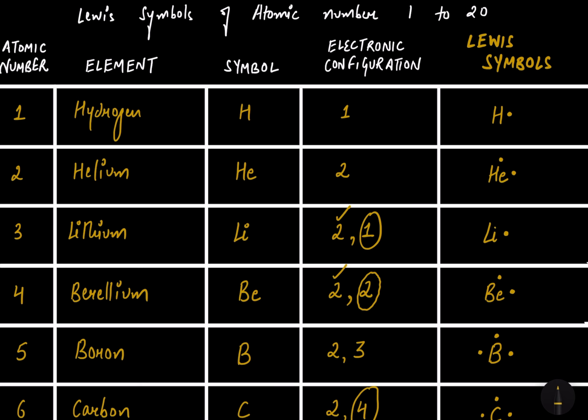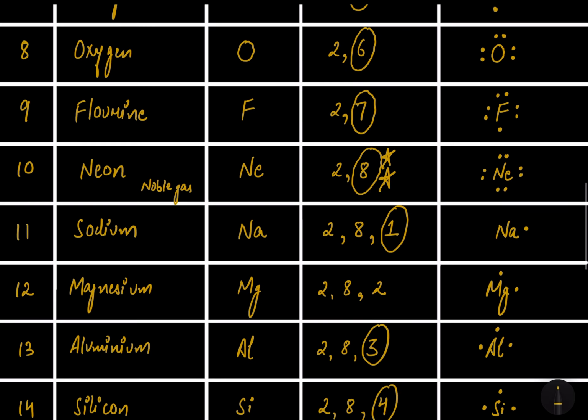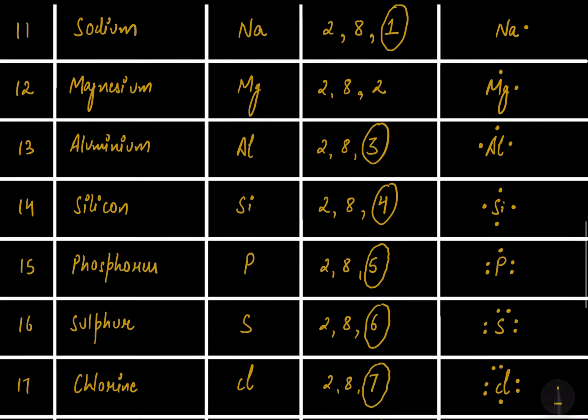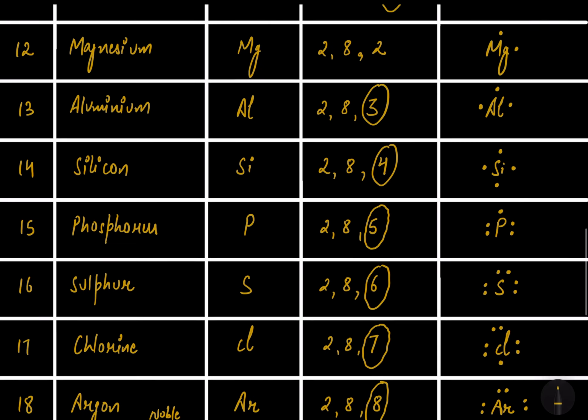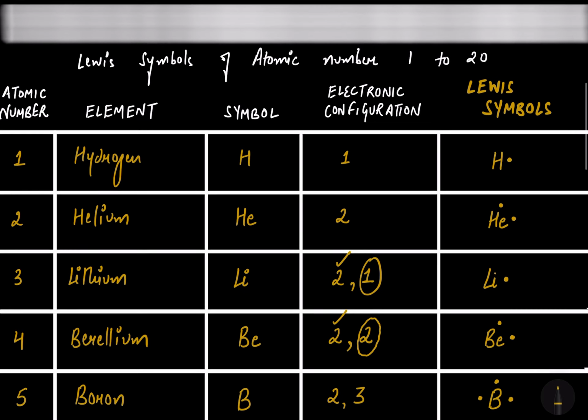So these all are the Lewis symbols. You can see the column of Lewis symbols on the extreme right. These are the Lewis symbols of atomic number 1 to 20. These symbols will be very helpful in predicting the ionic bonds and the covalent bonds and the coordinate bonds also. It's a very important topic. Please do have a look at this lecture very carefully.